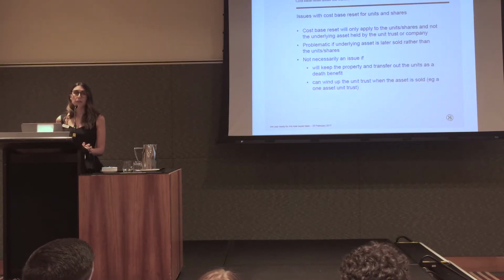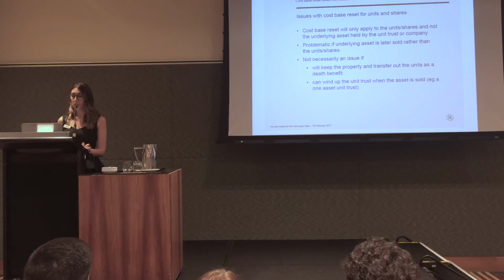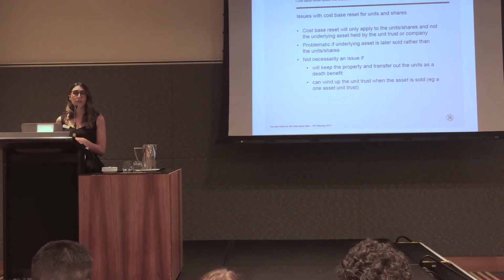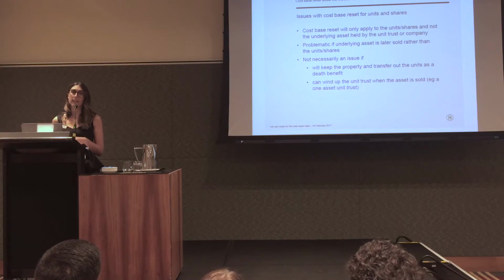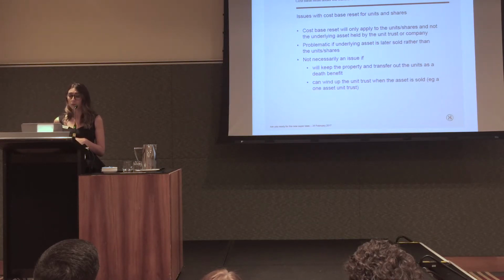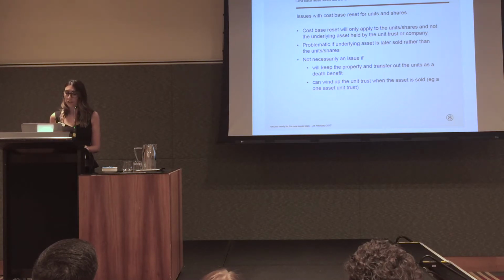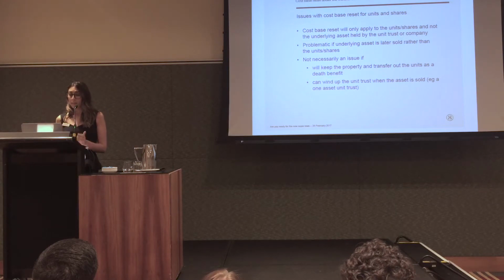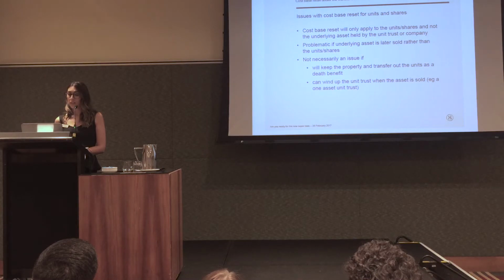There's a known issue with using the cost-base reset where it applies to units and shares. This is because the cost-base reset applies to assets held by the fund. And in these situations, the assets held by the fund are the units or shares in the unit trust or company, and not the underlying asset held by the unit trust or company. So this can cause a problem where later on the underlying asset is sold rather than the units or shares themselves. This won't necessarily be an issue if the property will be kept and the units will later be transferred out as a death benefit, or where you can wind up the unit trust when the asset is sold. So for example, a one asset unit trust.